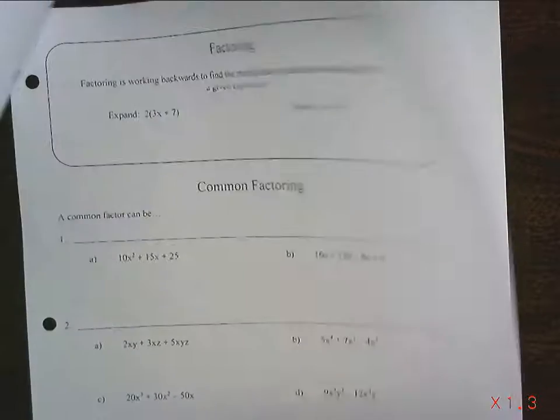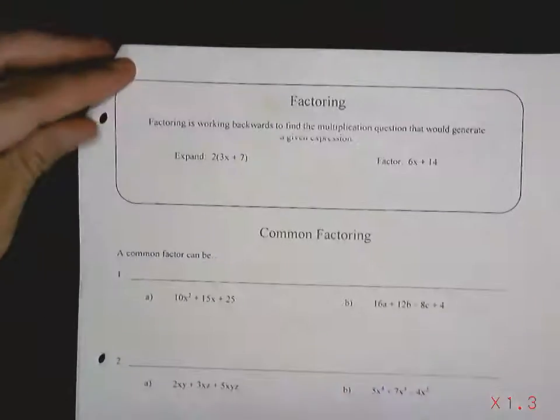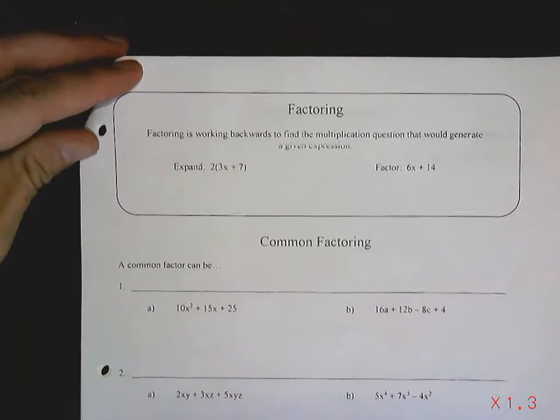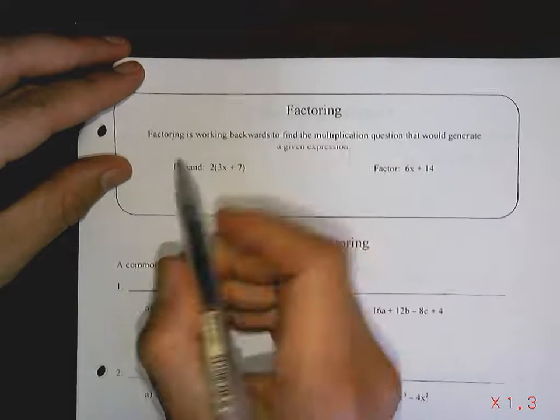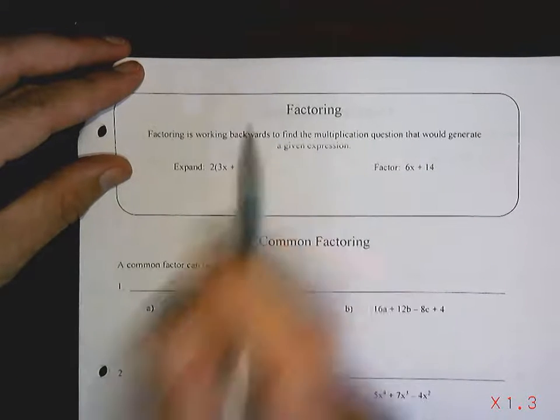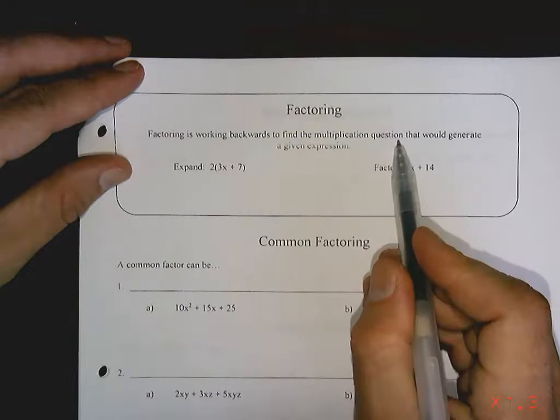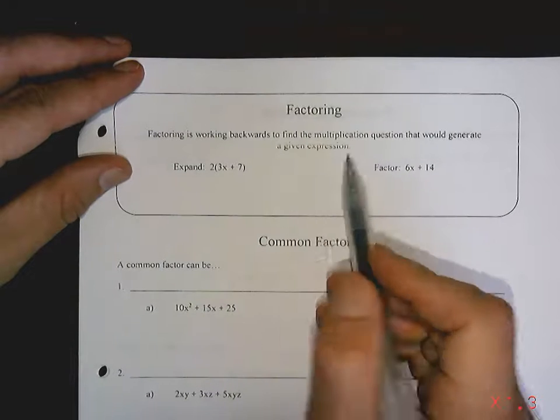Okay, let's take a look at what we have here. So we're going to be talking about factoring some more today. We've been doing some factoring, and you've been doing factoring since grade 9, to be honest with you. Factoring is working backwards to find the multiplication question that would generate the given expression.